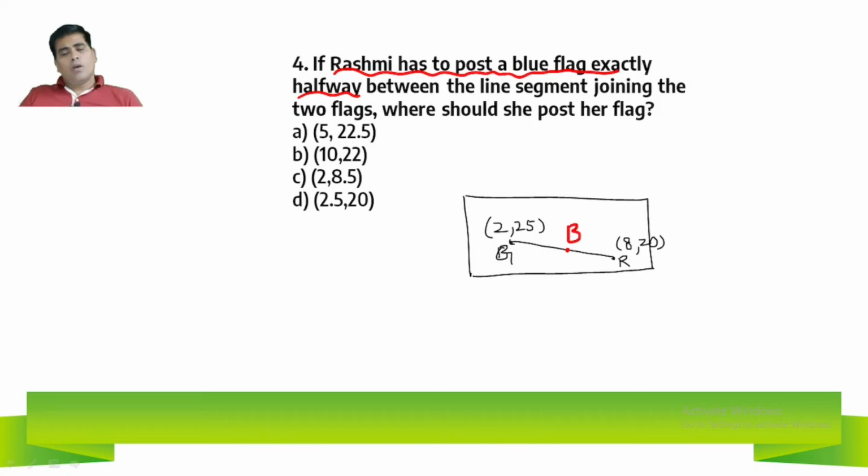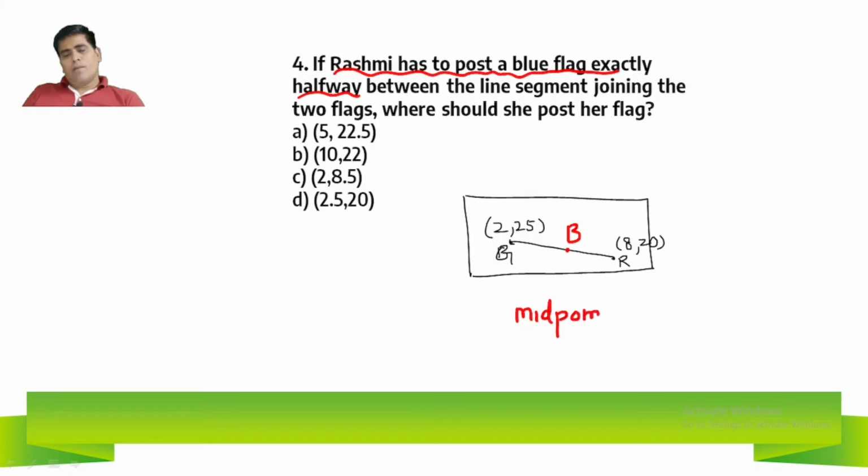It is equidistant from G and R. GB is equal to BR. So indirectly it is the midpoint of GR, meaning the green and red flags. Midpoint is the blue flag. So we have to find the coordinates of the position of the blue flag. How to get the position of the blue flag? Here we are using the concept of midpoint.